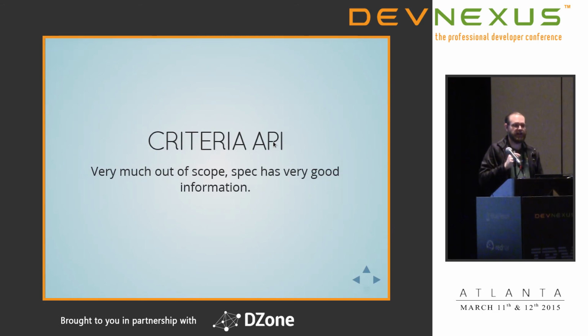But the best place that I have found, believe it or not, to find information about the criteria API is the spec. The spec has a lot of examples. It walks it through very nicely. So that's my go-to place for information on the criteria API. Other people have written things about it. Other people have tried to simplify it. So you can find information out there, but I like going to the spec.